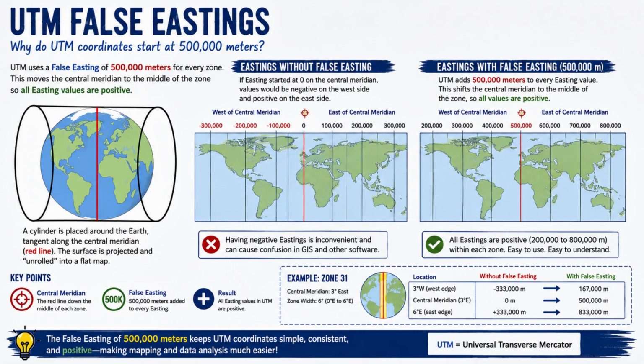And computers don't like that. No, they don't. By assigning the center a value of 500,000, moving west simply drops the number to 400,000 or 300,000. It prevents spatial analysis software from crashing due to negative integers. It keeps all the geocomputation positive and clean.